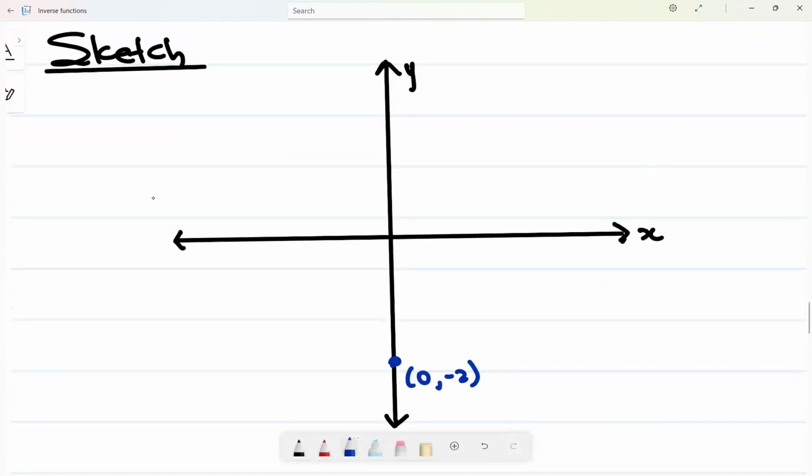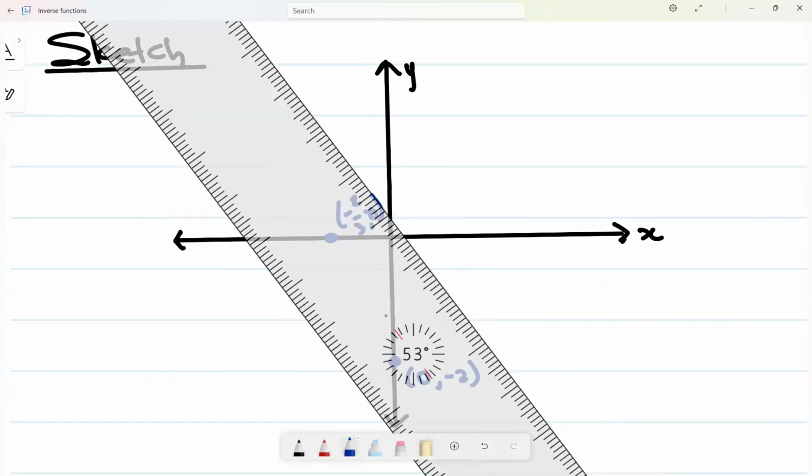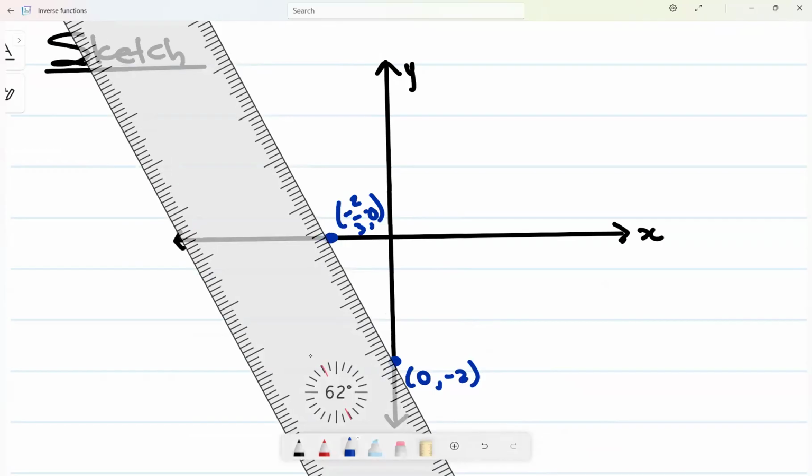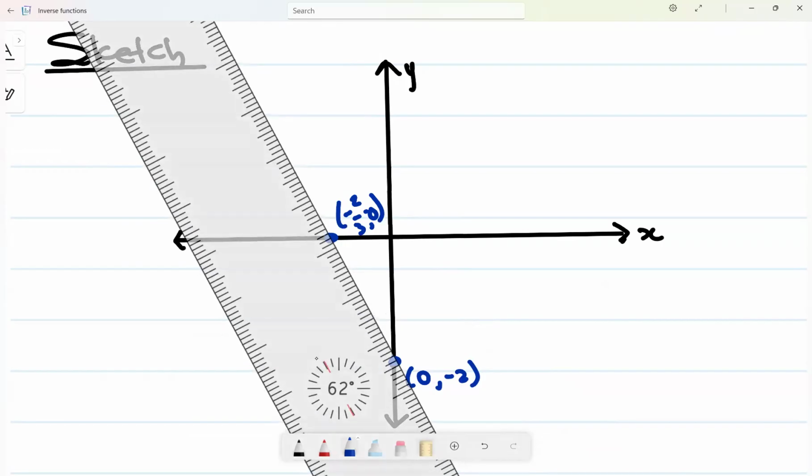Where is negative 2 divided by 3? Negative 2 divided by 3 is something like negative 0.667. So I can put it somewhere here, and this is another point, (-2/3, 0). Let me try to squeeze that. This is F. Then I take my ruler and try to join these points. It won't necessarily be accurately straight, but I want us to be in a position of understanding.